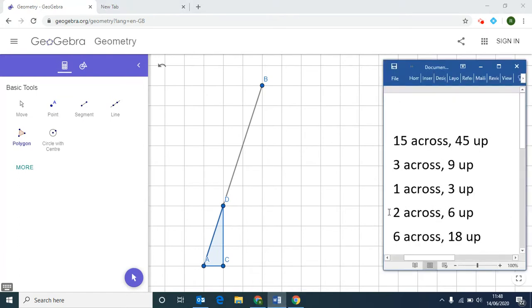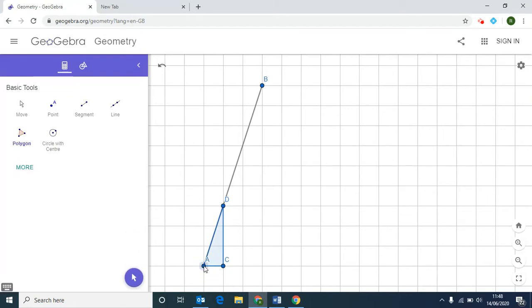What about if I went 2 across, 6 up instead? So again, I'm going to start at A, and I'm going to go 2 across, and then 1, 2, 3, sorry, put the point there. 1, 2, 3, 4, 5, 6, and I will still end up on that line. Point F there is where I end up if I go 2 across, 6 up.